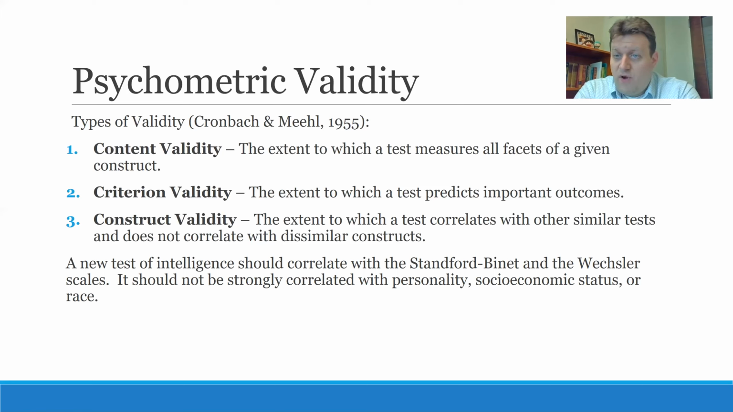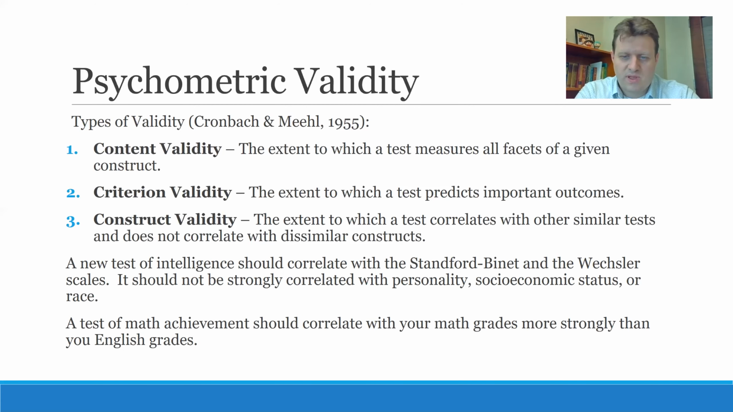Okay. If our measure of intelligence is more strongly correlated with socioeconomic status, or maybe the individual's race, than it is with other measures of intelligence, we've got a problem. Okay. Our test is not doing a good job of predicting the construct of interest. It's measuring something else. All right.